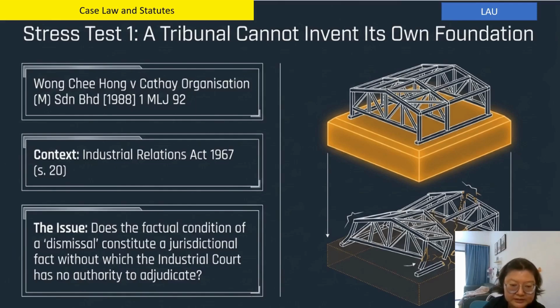So the key lesson from this case is simple. A tribunal cannot invent its own foundation. The jurisdictional fact must really exist first.